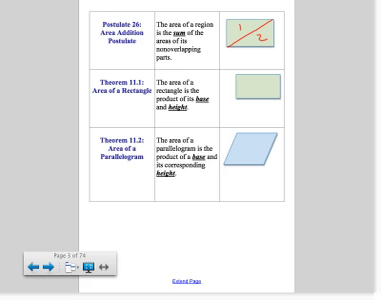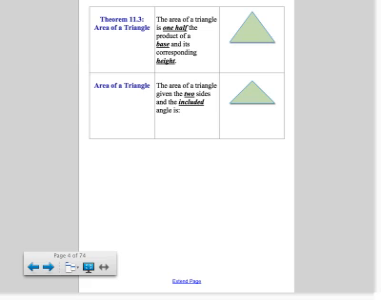The area of a rectangle, we already know this: the area of a rectangle is the product of its base and height. And the area of a parallelogram has the same formula. The area of a parallelogram is the product of a base and its corresponding height. Again, we'll look more at this as we get rolling with some examples. The last two here: the area of a triangle is 1/2 the product of its base and its corresponding height, so 1/2 bh.